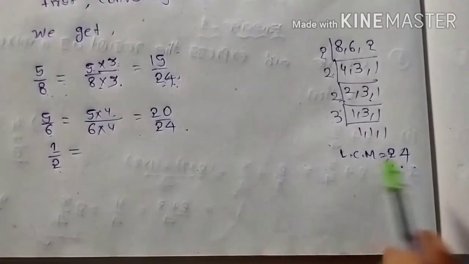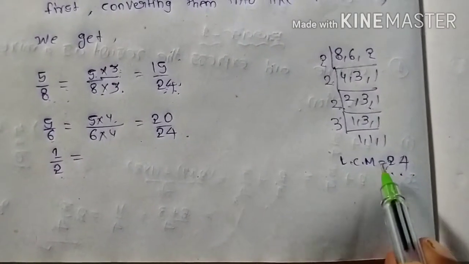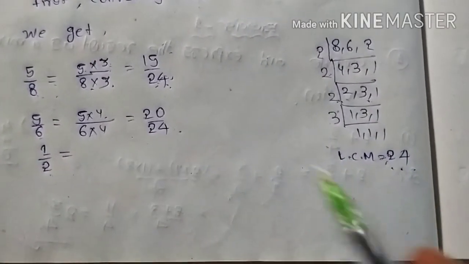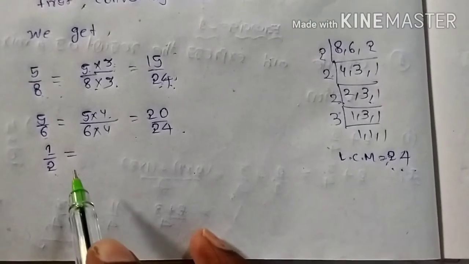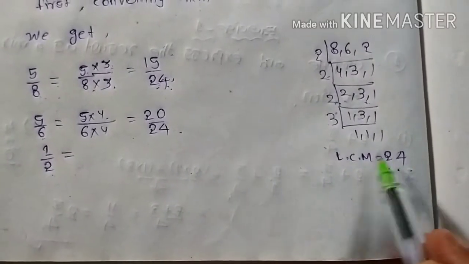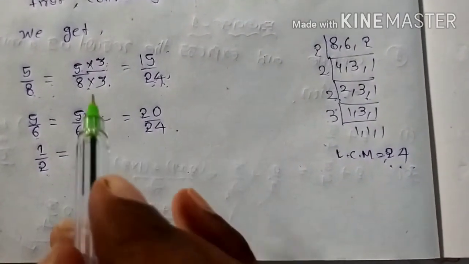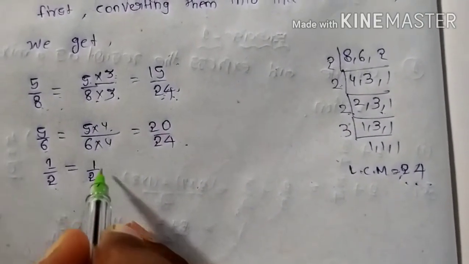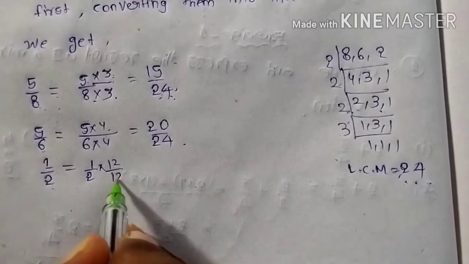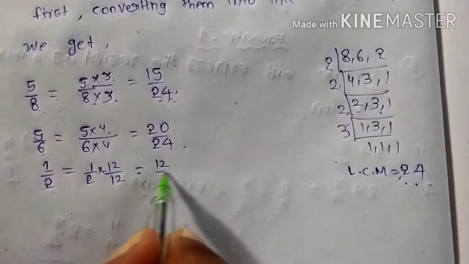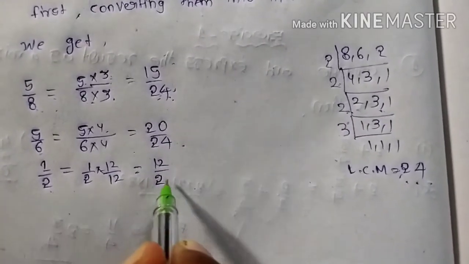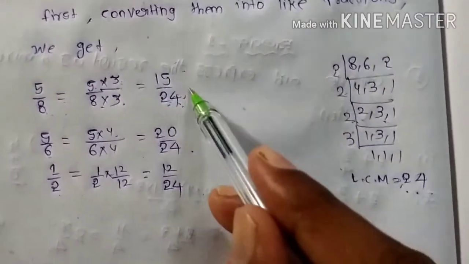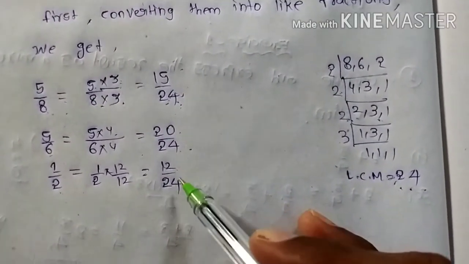How can you convert 2 into 24? 2 twelves are how much? 24, right? If possible you can do tables, or if possible you can do division: 24 by 2, you get 12. That means you multiply and divide with 12 only. So 1 by 2 into 12 by 12. 1 twelve is 12, 12 twos are 24. Now you can observe here 15 by 24, 20 by 24, 12 by 24.